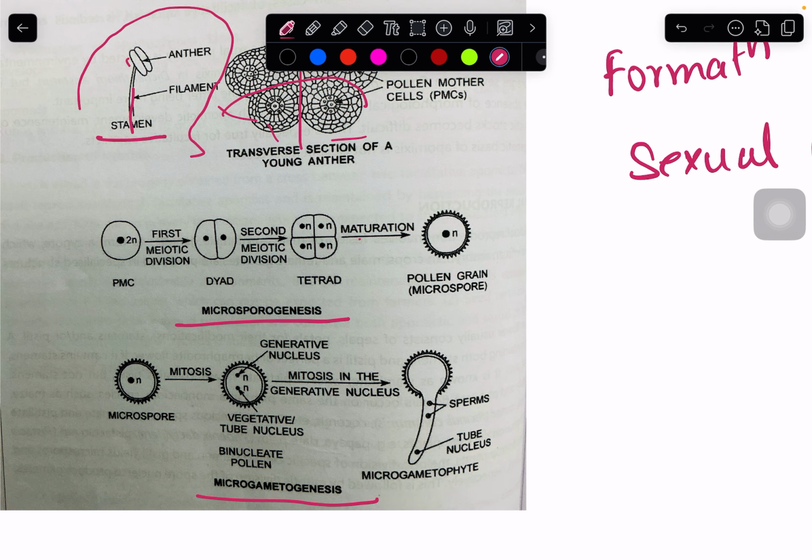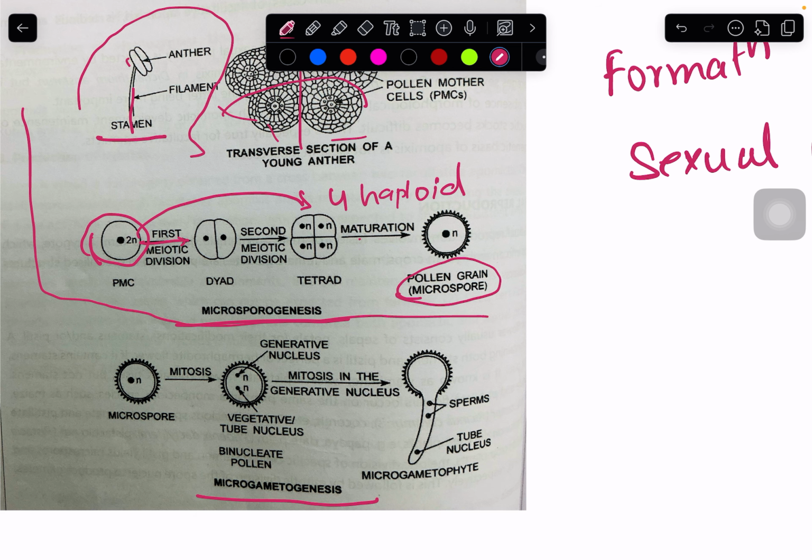Each of these pollen mother cells, which is diploid in nature, diploid in chromosome number, first divides meiotically and gives rise to 4 haploid daughter cells. And each of these haploid daughter cells, after maturation, converts into a pollen grain, or we can say the microspore.